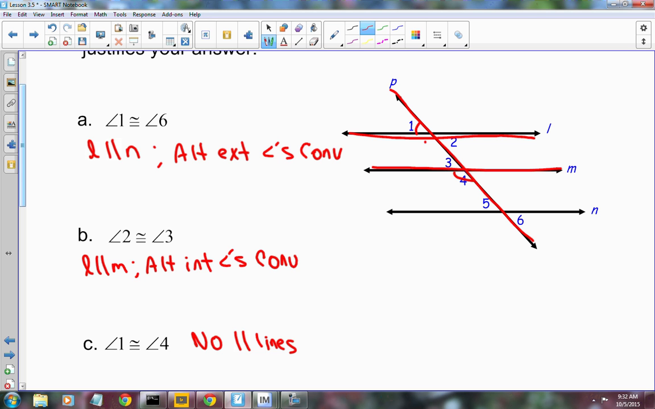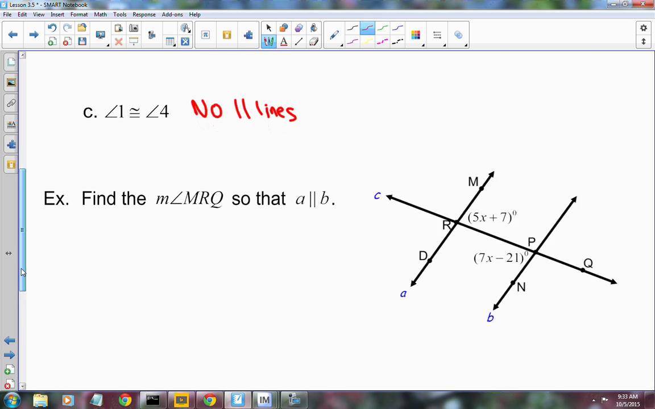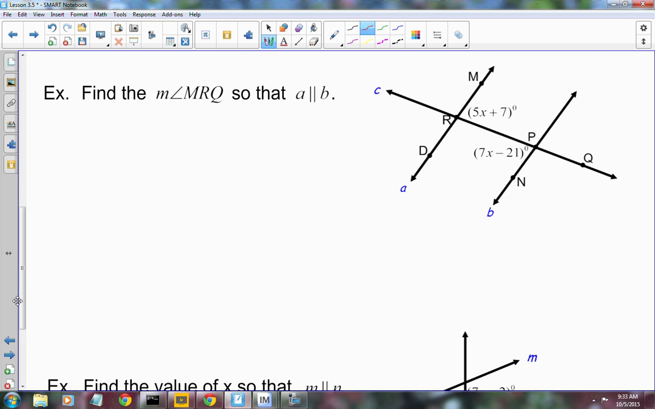On one of your problems in your homework, you have to do a proof, and it's partially done for you. You're actually proving one of the theorems. Remember, when you're proving a theorem, you can't use that theorem in your proof. You have to use previous information that you knew in order to come up with that proof, okay? And like I said, it kind of guides you through it, so it's not too bad. All right. Now here's some different types of problems.